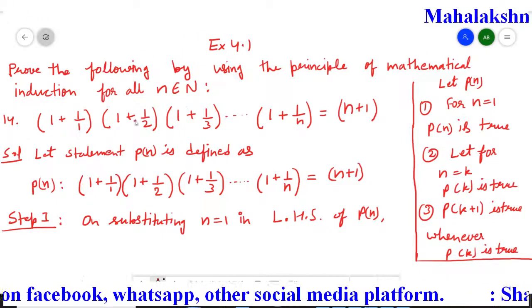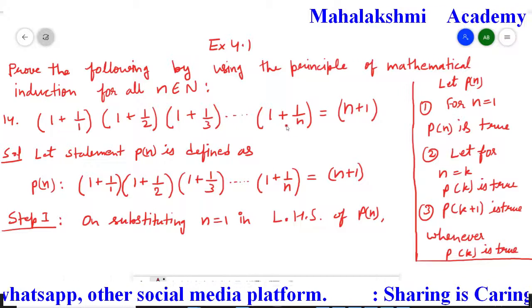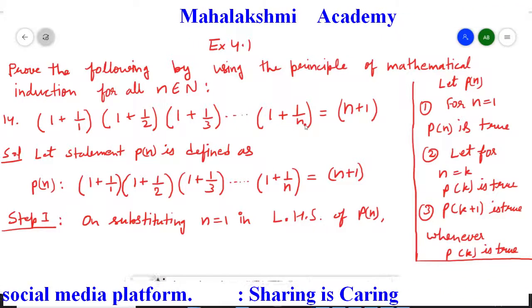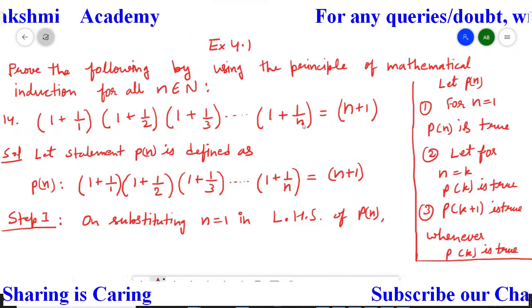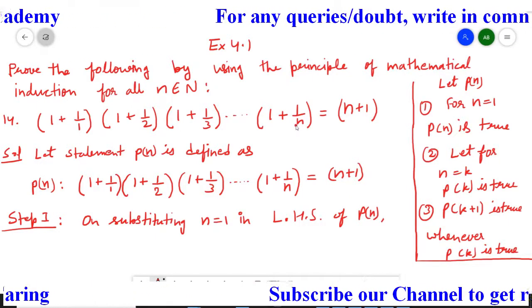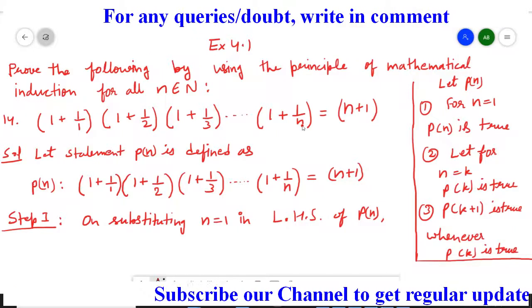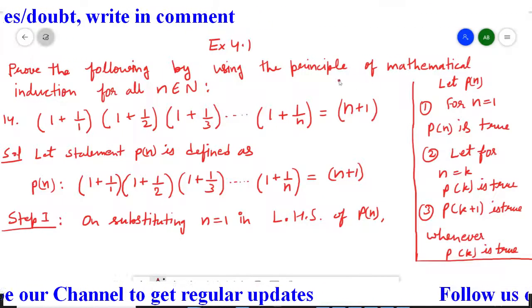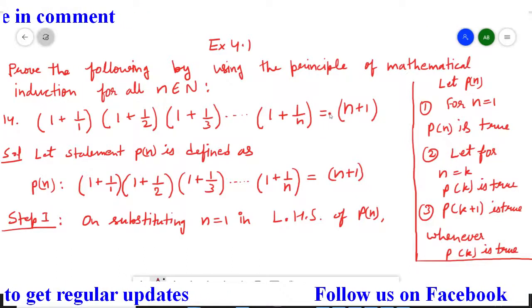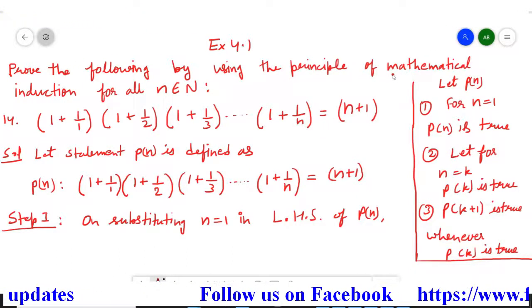So they want to say that this statement is true for any value of n which belongs to the set of natural numbers. Set of natural numbers means 1, 2, 3, 4, like this. So for 1, 2, 3, whatever value of n you replace, we have to show that it's true. So now, how do we have to prove it? By using the principle of mathematical induction.